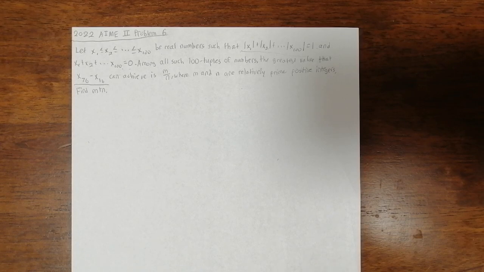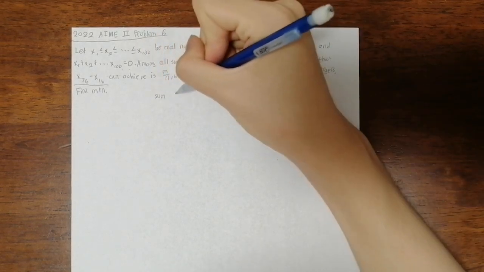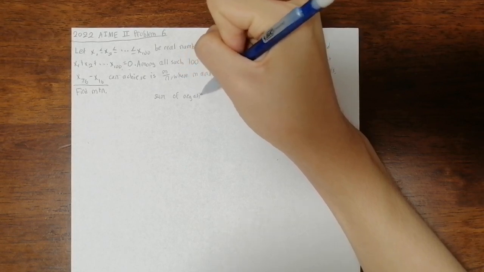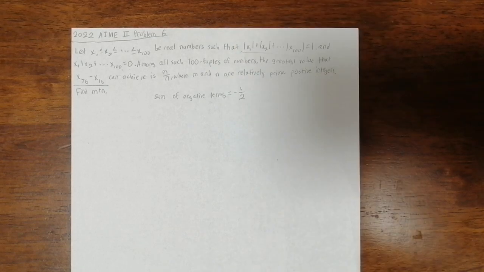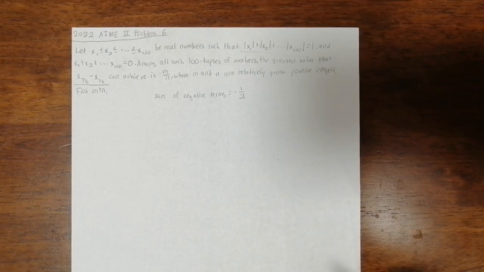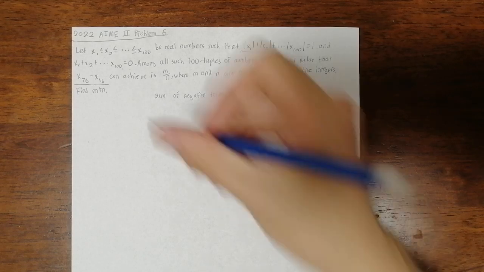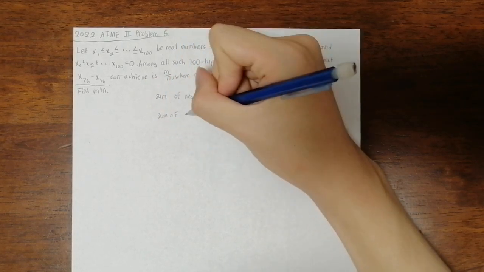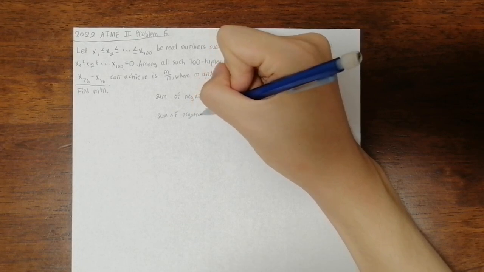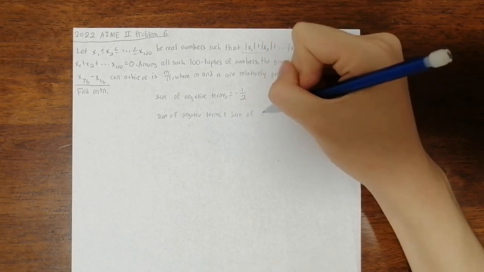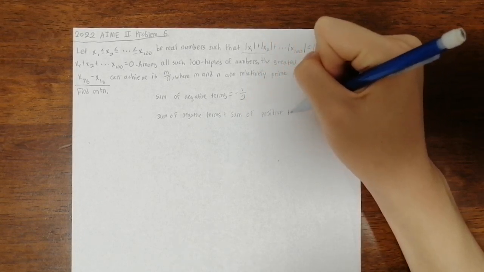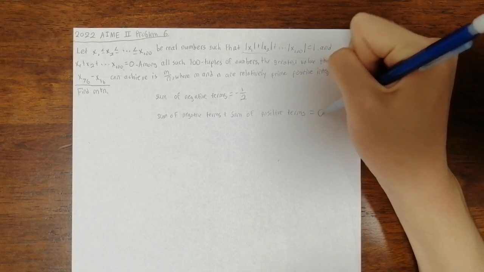Well, that means that the sum of the negative terms must be negative 1/2. I'll just write that down right here. And the reason this is the case is because we know that the total sum will be the sum of the negative terms plus sum of positive terms. And this is equal to 0.